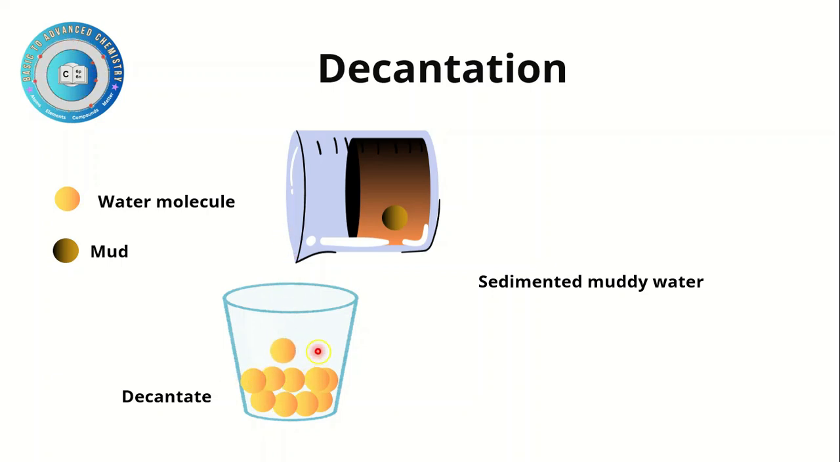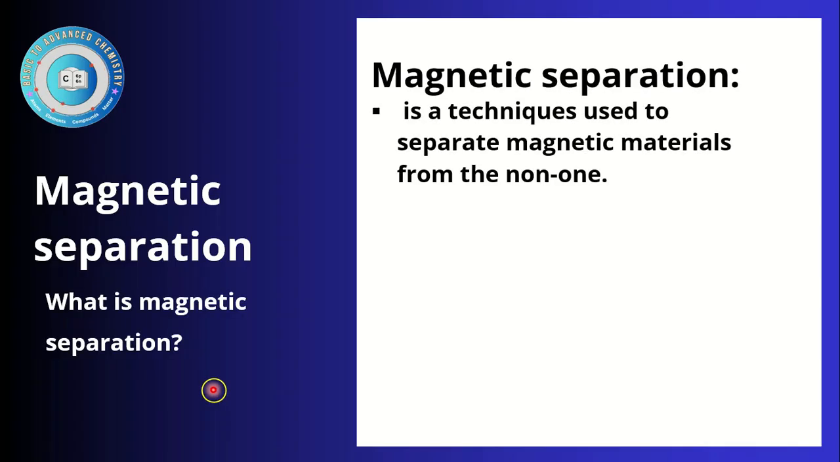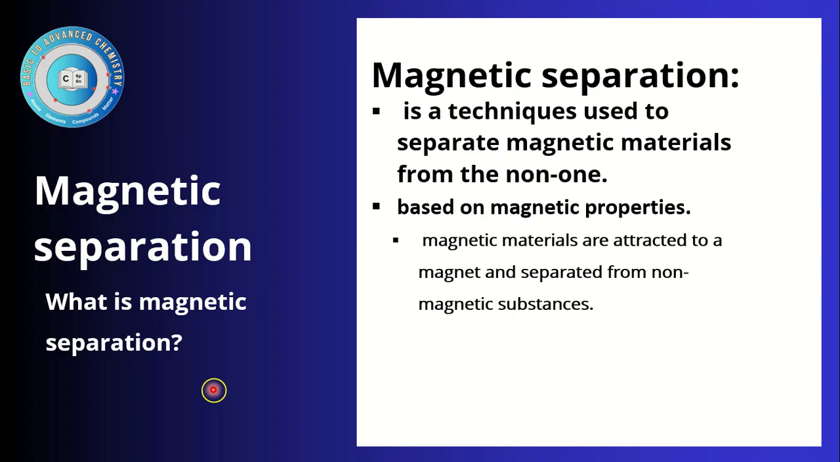The water which is poured off from the mixture to this beaker is known as decanted. The other is magnetic separation. What does it mean? What is magnetic separation? Magnetic separation is a technique used to separate magnetic materials from non-magnetic substances. The principle is based on the magnetic properties of the components of the mixture. Magnetic materials are attracted to a magnet and separated from non-magnetic substances.